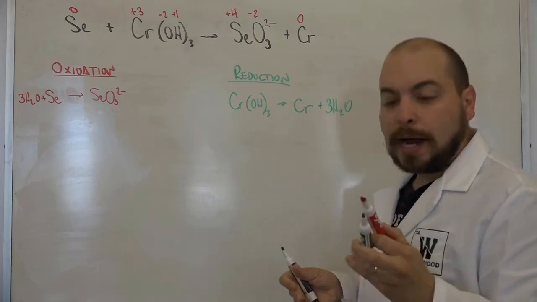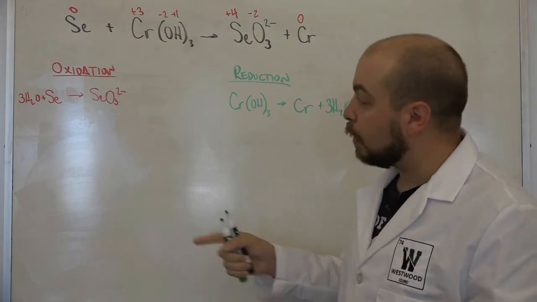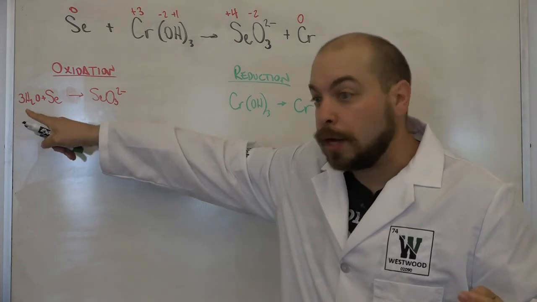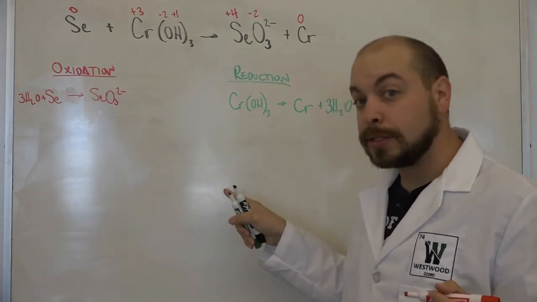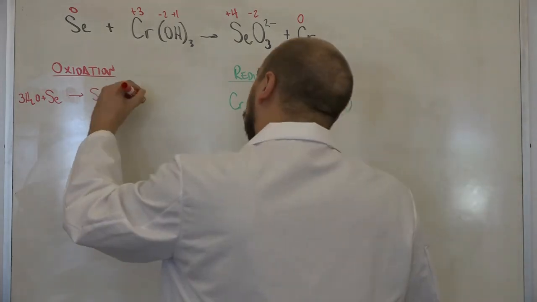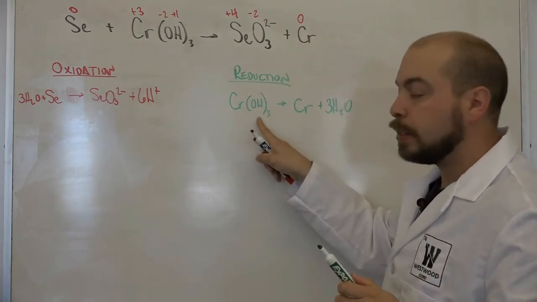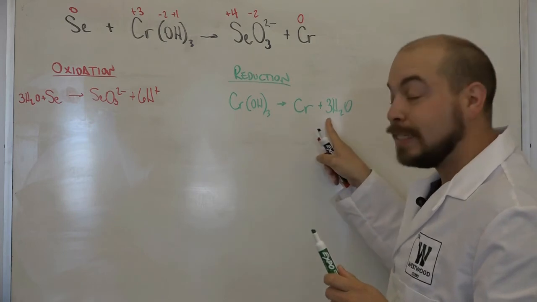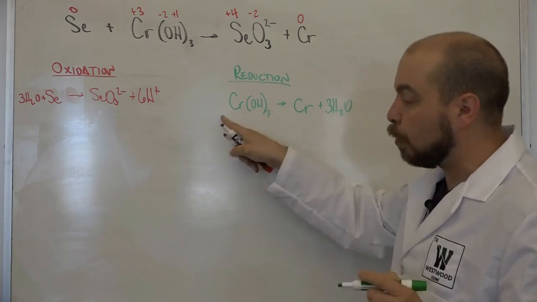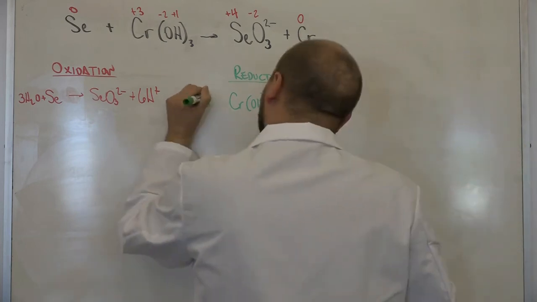We now balance for hydrogen atoms by adding hydrogen ions. We have 6 hydrogen atoms on our reactant side, so we need 6 hydrogen ions on our product side. And in our reduction half reaction, we've got 3 hydrogen ions on our reactant side. We've got 6 on our product side, so we need to add 3 to our reactant side.